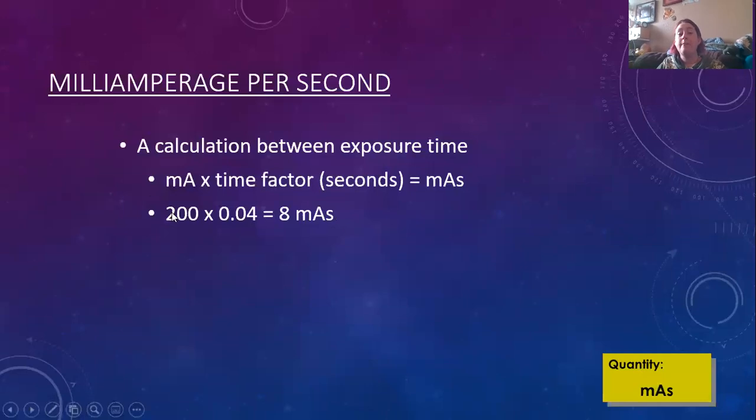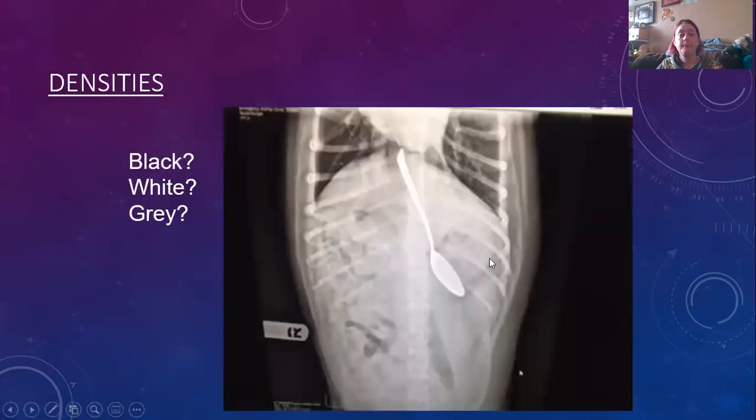So we might have an MA of 200 and our seconds 0.04. So it's just a simple math calculation of 200 times 0.04, and that gives us 8 MAS. We also have to consider the densities of our patient. So thinking about what's black, and what's black is going to be air. What's white is typically going to be bone, and what is various shades of gray will be the various tissue and the fascia in our patient.